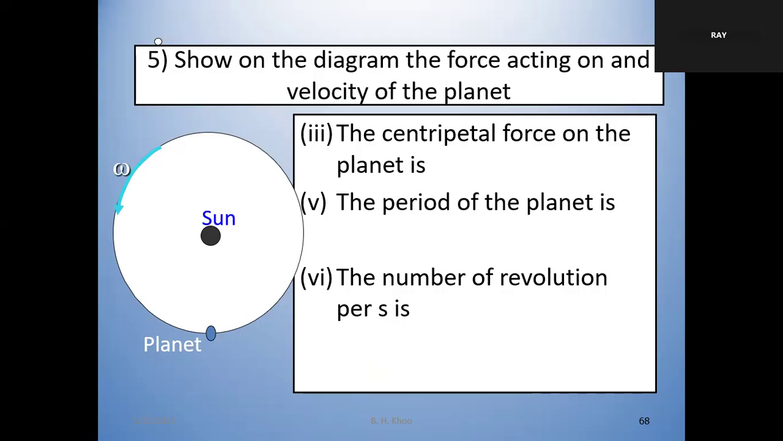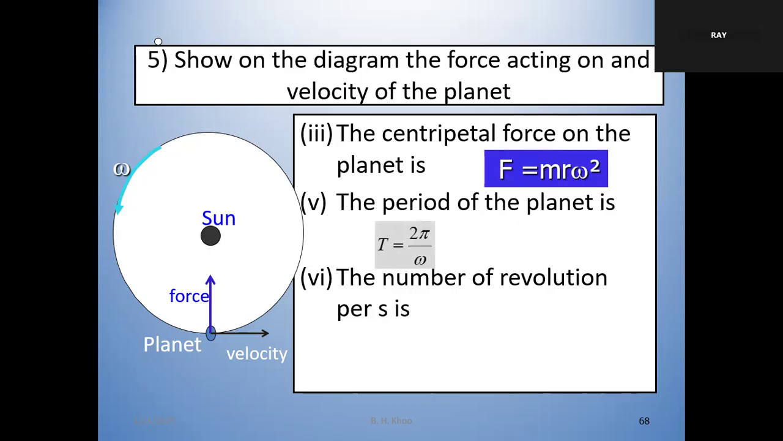Centripetal force. Memorize only. Now recall: m r omega squared. What's the period? 2 pi r over r omega, so 2 pi over omega.